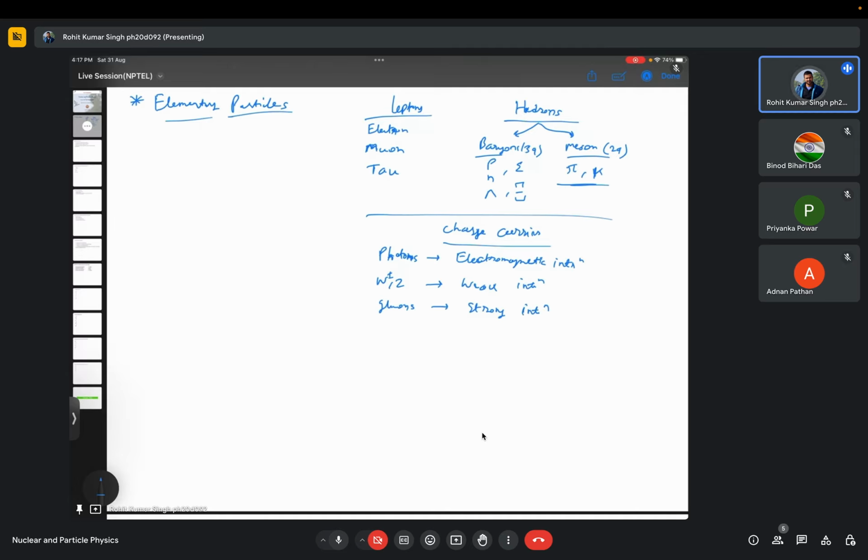I'm not writing anything about gravitational interaction here, because in the standard model of particle physics we don't take into account the gravitational force, because its magnitude is very low and we don't know what happens to gravity at very small distances. We don't have a theory of quantum gravity yet which has been verified or tested. So this is the standard model of particles that we have.